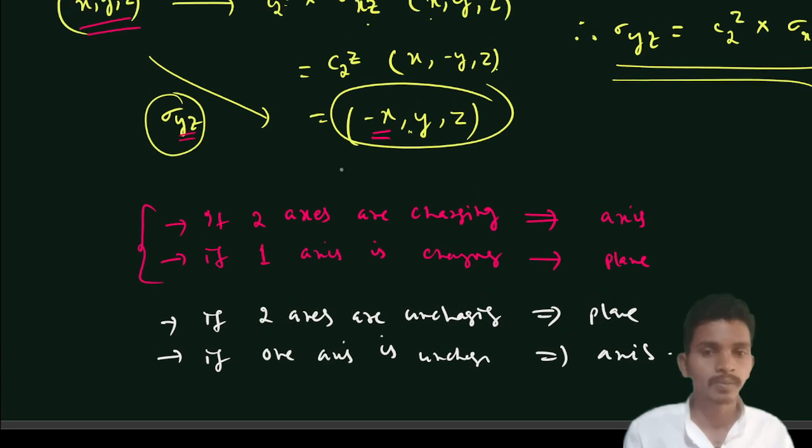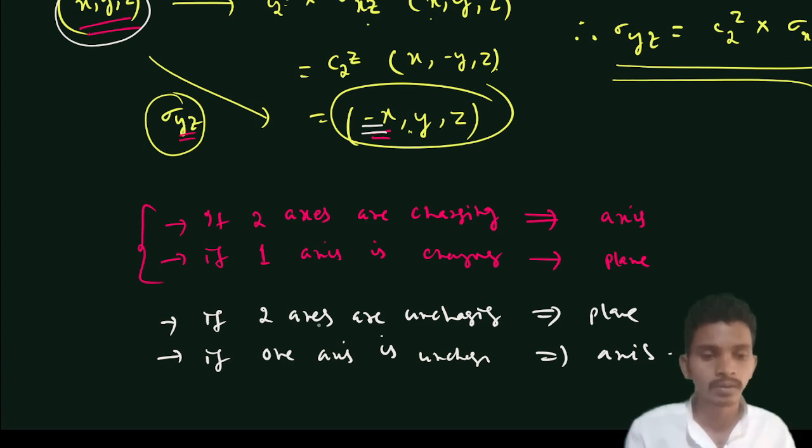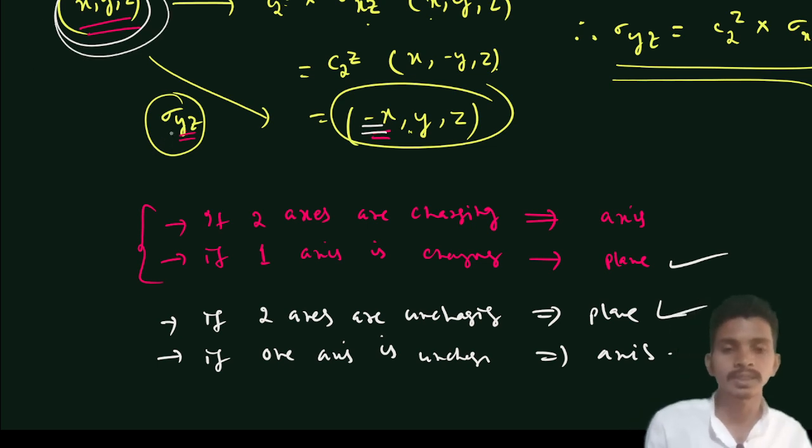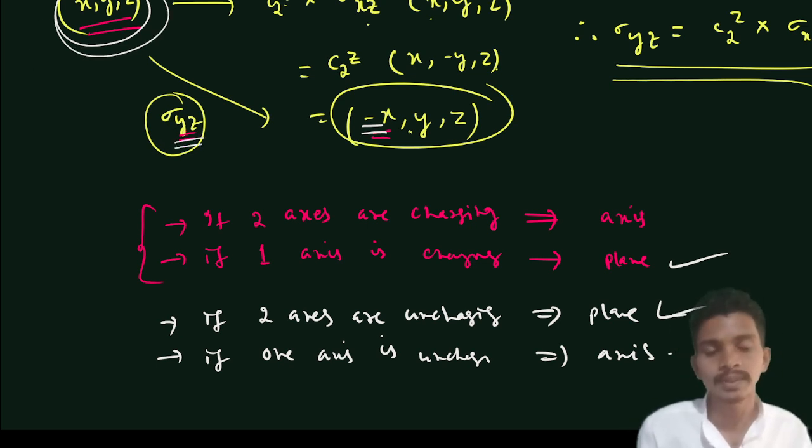Okay, so from here, how many axes are changing? Only one axis is changing, so we will look for a plane. Or if two axes are unchanging, then we also look for a plane. This is a very common thing: if the plane contains an axis, that axis will not change. Whatever axis is not contained in the plane, that will only get changed. Okay.